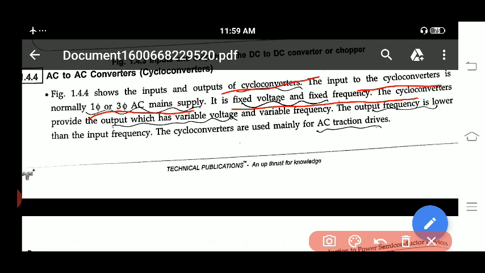Cycloconverters are used in AC traction drives and in some industrial applications where you need to vary both voltage as well as frequency, but frequency will be less than input frequency. But whatever fan regulator you have, there you are not varying frequency, only you are varying the voltage.